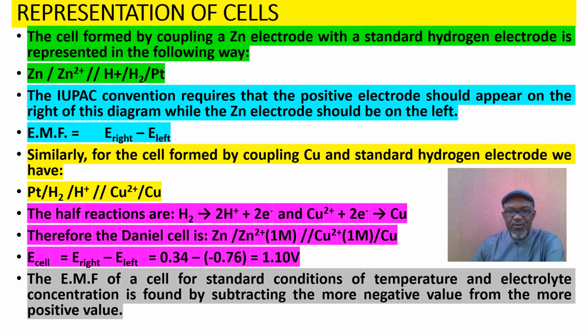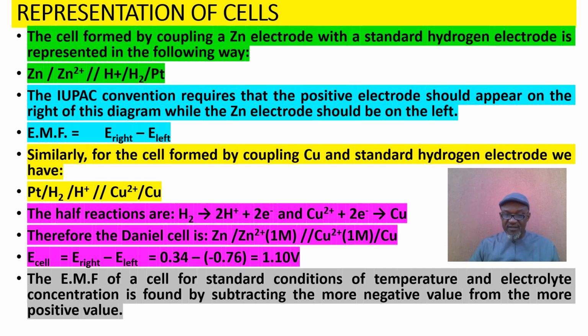Similarly, for the cell coupled by copper and the standard hydrogen electrode, you now see an exchange. The standard hydrogen electrode is now on the left and the copper is on the right. So you see the half reactions. And then, of course, for the Daniel cell, which we looked at before, zinc is on the left, copper is on the right. And that's why we have the E cell for the Daniel cell as E right minus E left. So we have 0.34 minus minus 0.76, which gives us 1.10 volts.